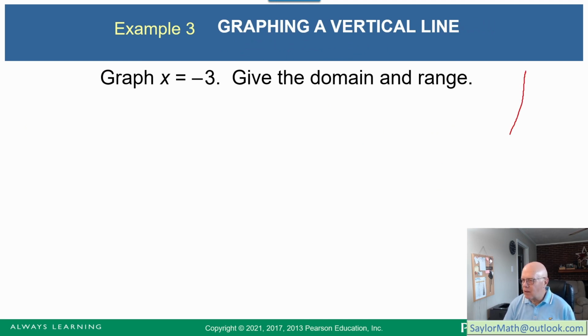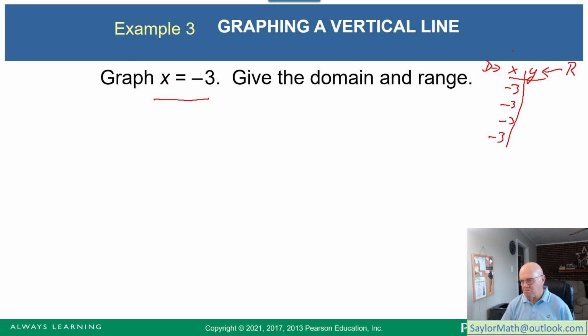So it says give the domain and range. Well, you might think about what numbers can you put in for x and y. The domain is what you can put in for x. The range is what you can get out of the y. Well, this says x equals -3. How's that look? Well, it means no matter what ordered pair you have, the x value is always -3. So what's that look like? -3, -3, -3. X is always a -3.